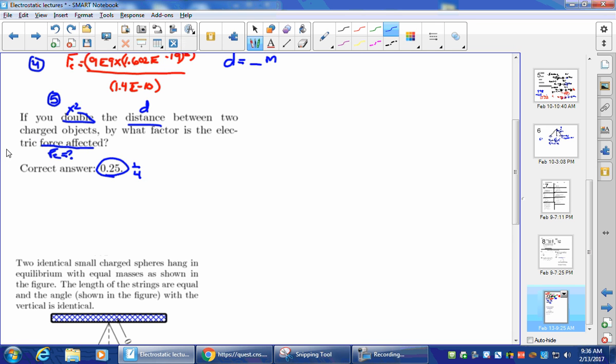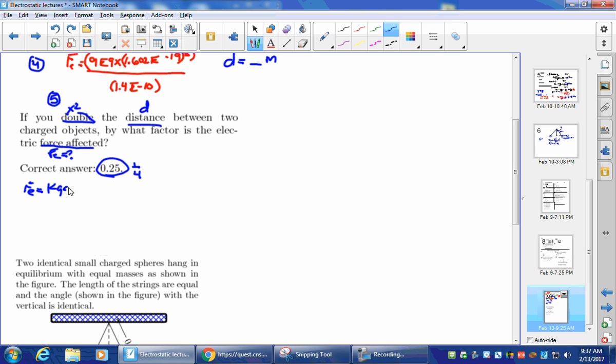Let's look at how that actually works. Okay, so when you're doing a problem like this, it's called proportional analysis. Again, you work it out the same way. 1, 2 points right here just for labeling and listing your givens and unknowns. So here we go. So then we're looking for force, so we write the equation for force electric.